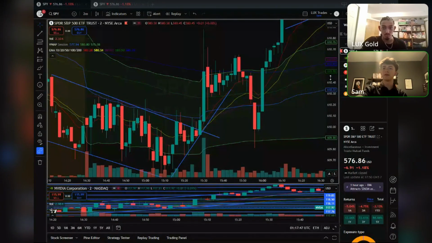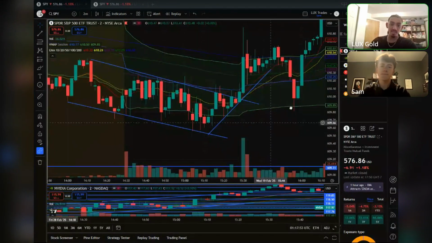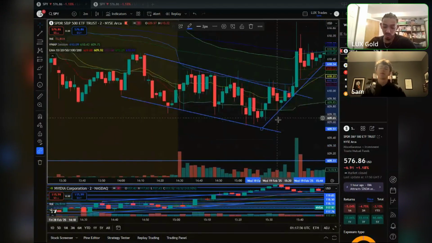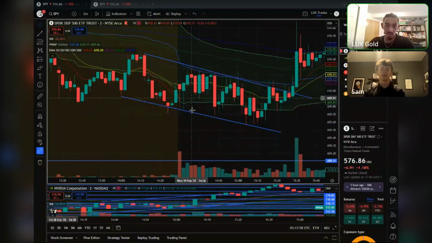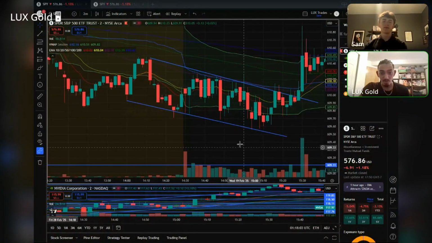Emmanuel, you got another example for us? Yeah, and I also wanted to add, if you guys have been paying attention, this right here that we're seeing, literally this consolidation zone, is a perfect example of a bull flag.